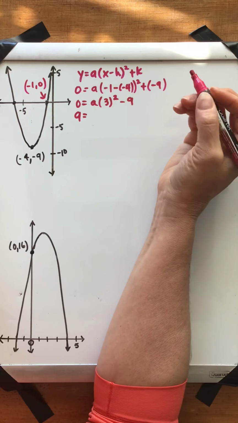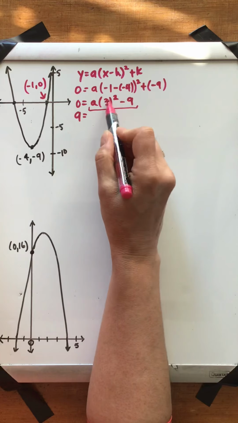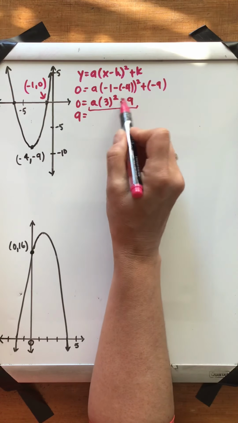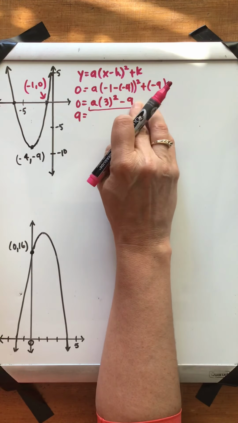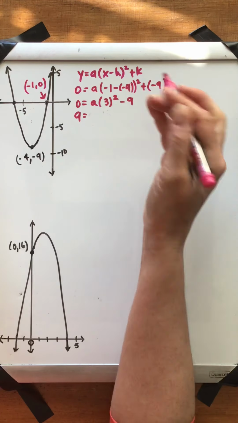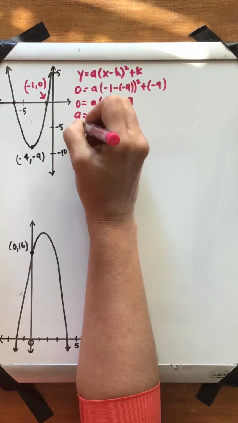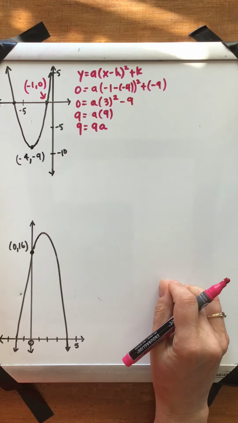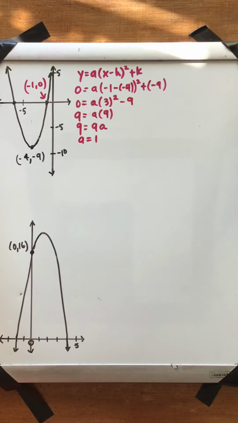3 squared is 9. A common mistake students make, before I go any further, is they'll do 9 minus 9 and put a times 0. We can't do that. Subtraction does not occur ahead of multiplication, brackets, and exponents. We have to do brackets and exponents first. So this becomes a times 9. You might be more familiar with it if you see it this way: 9 equals 9a. If I divide both sides by 9, I get a is equal to 1.